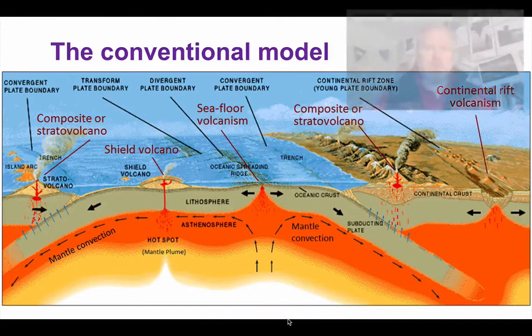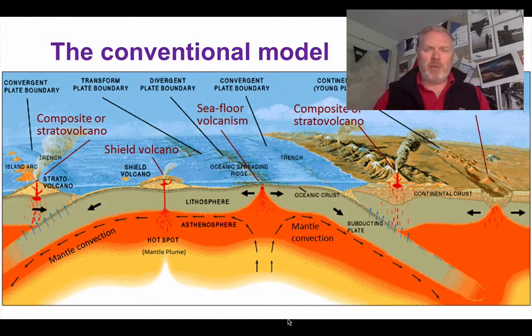This is the conventional model that Tuzo-Wilson came up with in terms of divergent plate margins creating new oceanic crust, which then gets destroyed at subduction zones. And you can see on this diagram this concept of a convection cell within the mantle that would drive this movement.